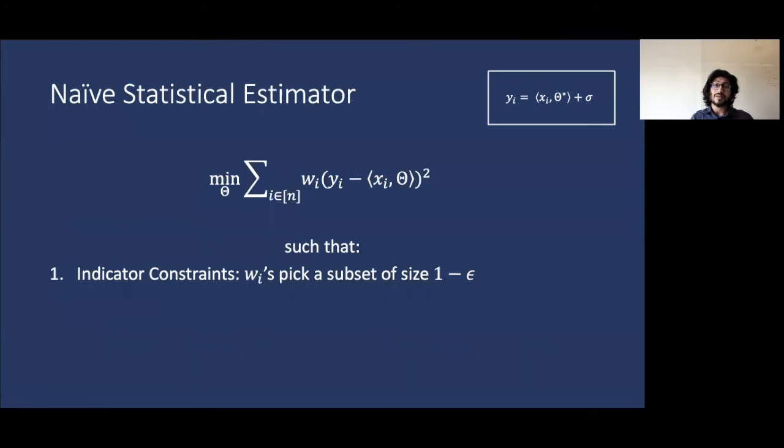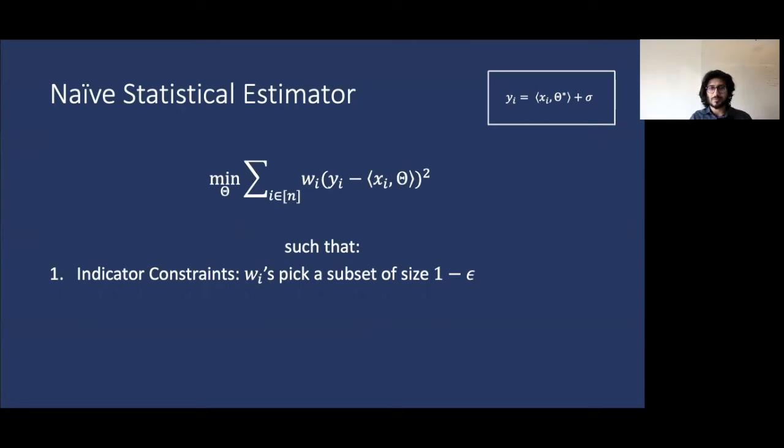And for the time being, let's ignore computational aspects involved in designing these estimators, and assume that we have access to unbounded computation. Okay, so in this setting, a naive estimator that one might come up with is the following. Let W be a vector of length n, which represents n indicator variables, out of which only 1 minus epsilon fraction are 1 and the rest are 0. So intuitively, this vector W picks a subset of size 1 minus epsilon.